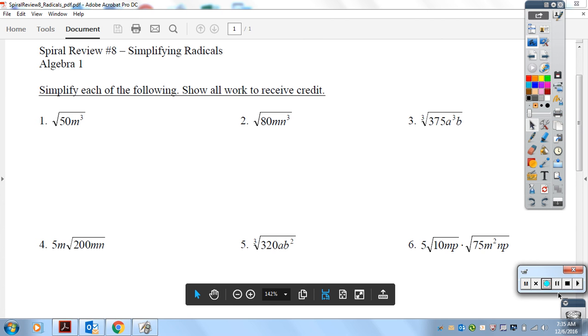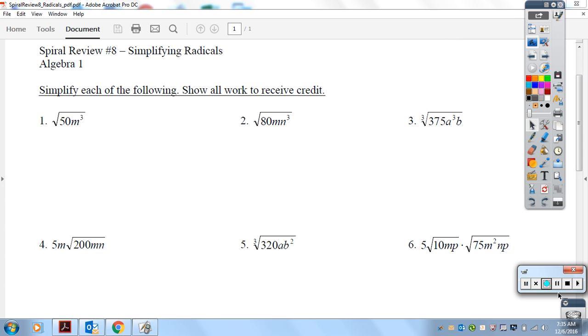This is the Algebra 1 spiral, talking about simplifying radicals. There's several ways to simplify them. There's the prime factorization way, and there's just knowing your perfect squares. I'll try to show you both of those ways for the most part on a lot of these, but it's going to take a while if I do both ways on all of them, so I won't do both ways on all of them. I'll try to do both ways on some of the first ones though.